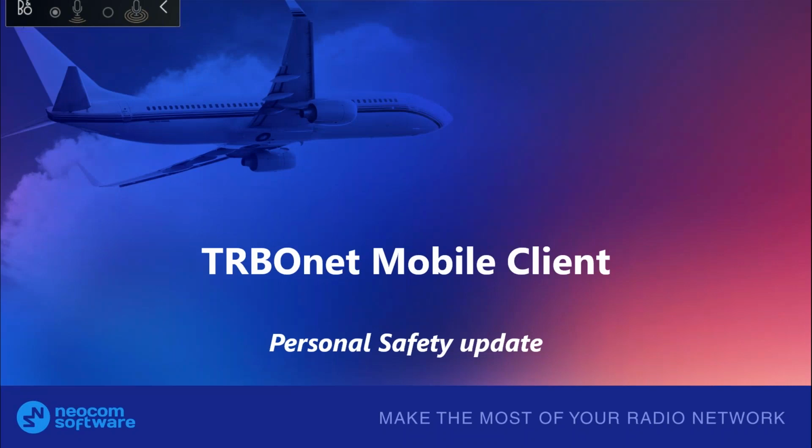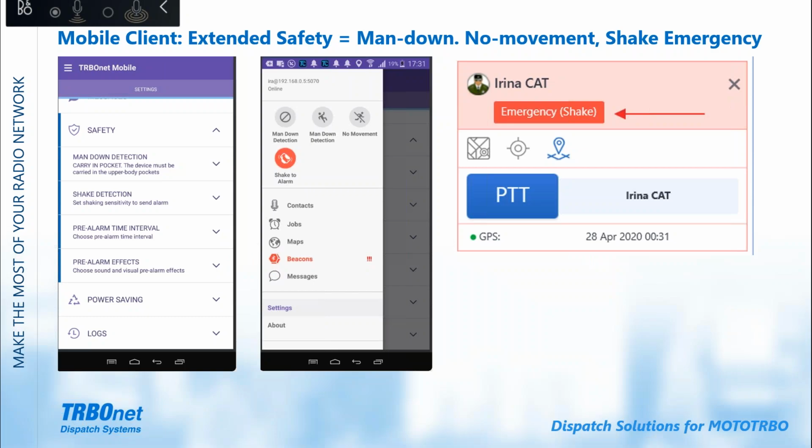Okay, now several additions for the TRBOnet mobile client. First of all, we are adding safety for the mobile client for the POC device. You know that on radio, you can reuse radio sensors for man down, crash detect, and no movement. And now we have the same for the mobile client on Android. You can put the safety parameters, and you can choose which of the safety features you want to use: man down, no movement, or shake.